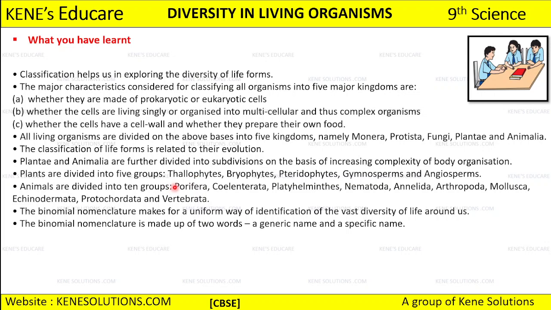So we have divided Kingdom Plantae into five groups. That is, we have Thallophyta, Bryophytes, Pteridophytes, then we have Gymnosperms and Angiosperms. These are the five main divisions of Kingdom Plantae.